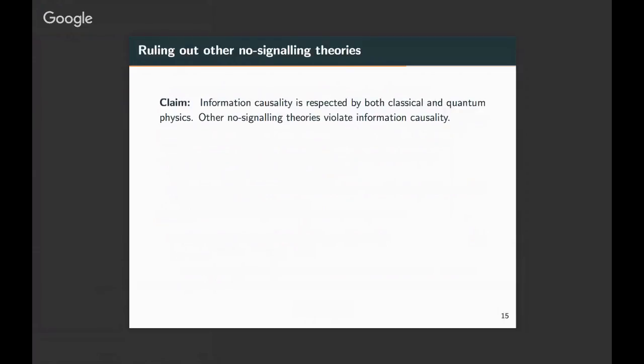And you can see that the claim by the authors is that information causality is respected by both classical and quantum physics, and other no-signaling theories violate information causality.